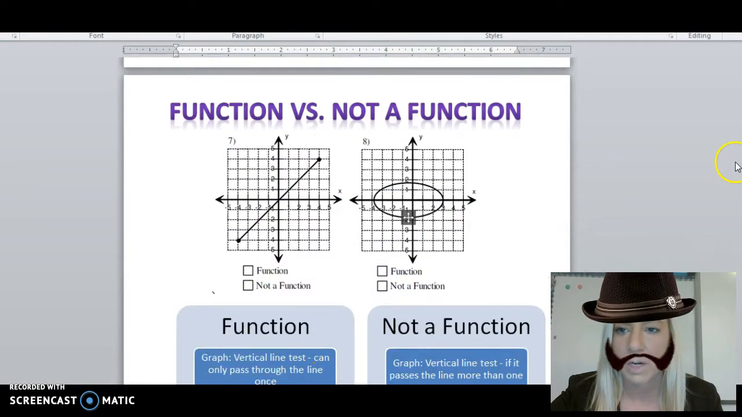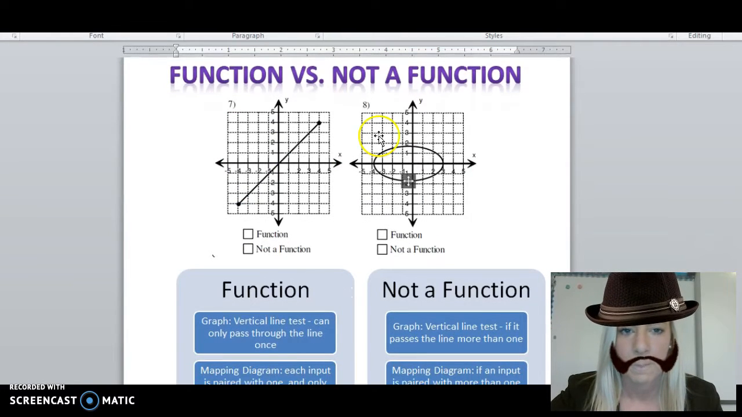Now let's visit your graphic organizer. Again, if I draw a vertical line on my function here, I'm just going to use a highlighter. No matter where I draw that vertical line, it only crosses the function at 1 point. So this is considered to be a function. Whereas if I draw a vertical line on this function here, it crosses my function at 2 spots. 1, 2. So this is considered to not be a function.